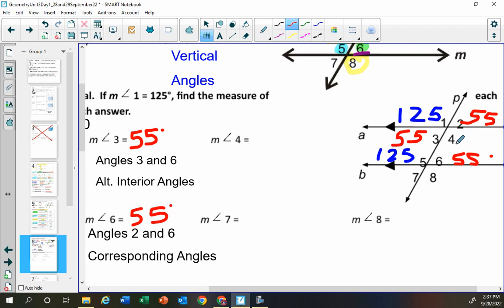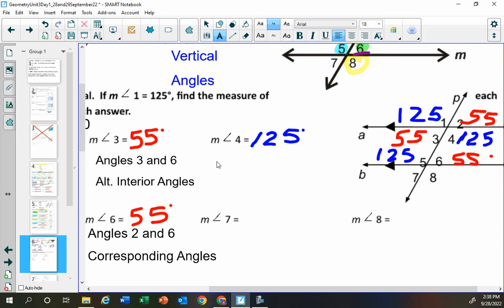All right, I have another idea. Let's zero in right here. 1, 2, 3, 4. Notice how 2 and 3 have the same measurement, right? Angle 4 would be 125, because angle 4 and angle 1 are vertical. Vertical. So you can use that too. Angle 1 and angle 4, vertical angles.